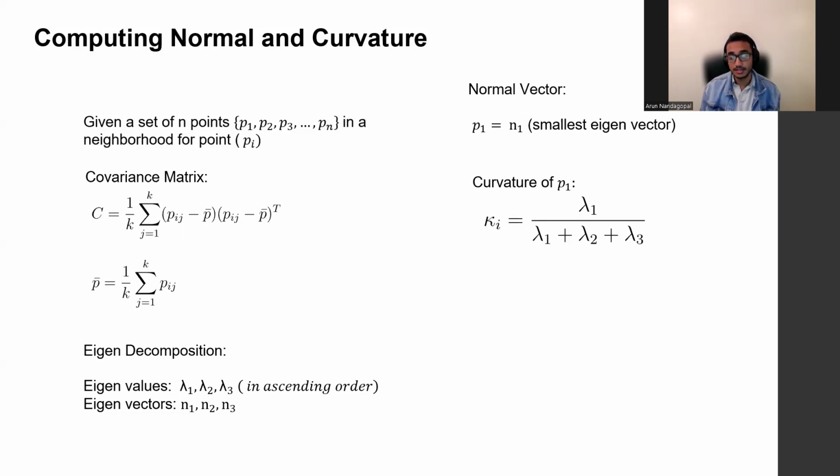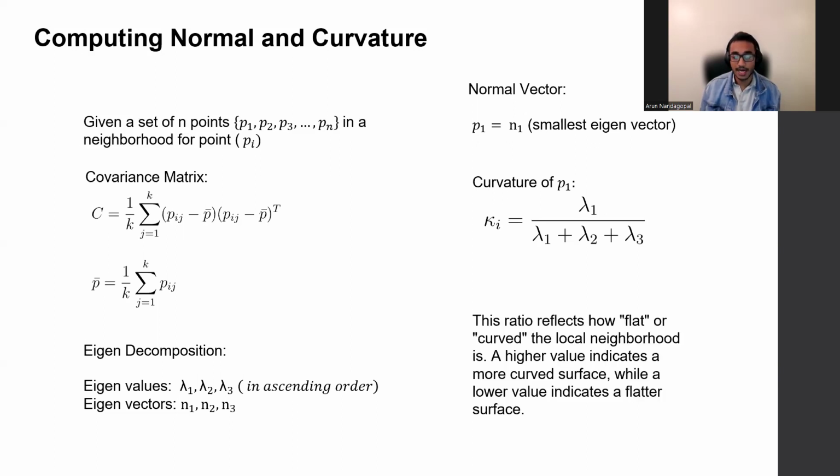So what does this represent? This represents how flat or curved the local neighborhood is. A higher value says that it is sharper and there are some features in that area. And this curvature is the basis for feature detection on a 3D point cloud.